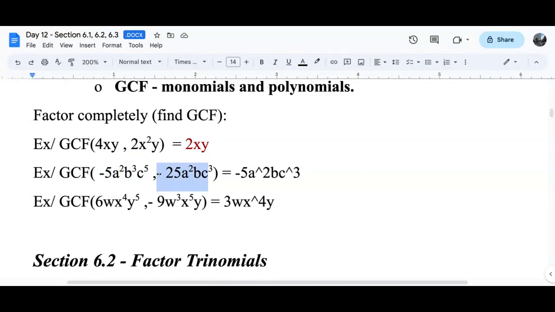This term with a, b, c in it, this term with a, b, c in it. We see -5 is a common factor. Then we see a squared is a common factor. Then the first one has b cubed, but the second one only has b. So the common factor is b. So the c term will have c to the 5th power and c cubed, so c cubed.